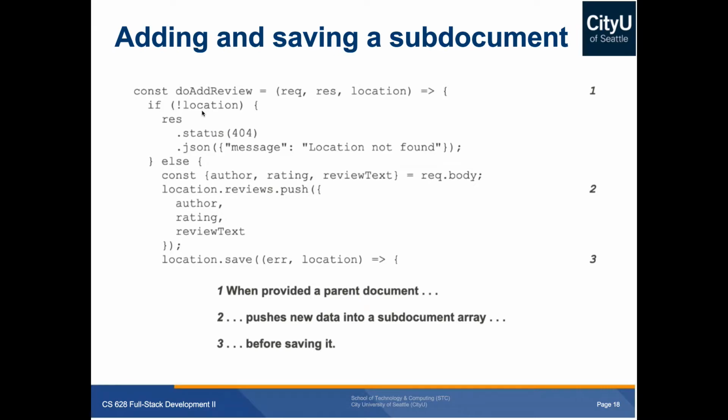If the location does not exist, you know this. If it exists, then let's now use the request body. And this is a shorthand to basically assign a key value pairing: get the author that we got here, rating, review text. Then we can now access the location reviews subdocument and push that because it's an array. We have access to the push method. We can now have the author, rating, review text inserted. Then we can do a save.